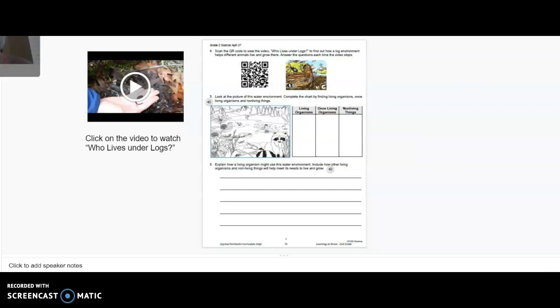Slide number 4. Again, read from top to bottom. We have a video right here that goes with that slide. Watch the video first, and then complete all parts of this slide.